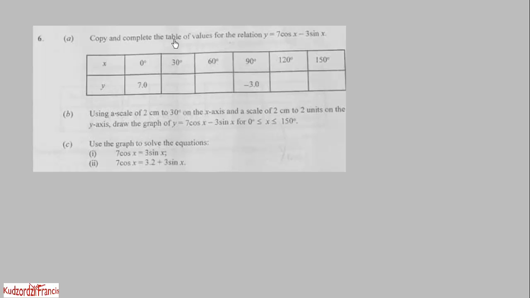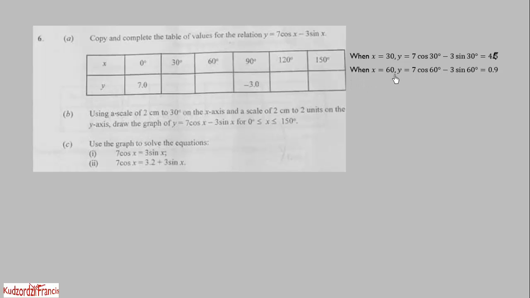Question 6. Copy and complete the table of values for the relation y equals 7 cos x minus 3 sin x. So this is the table, and to complete it, we just fix in the values. When x equals 30, y will be equal to 7 cos 30 minus 3 sin 30, and that will be equal to 4.6. It's supposed to be 4.6, not 4.5.